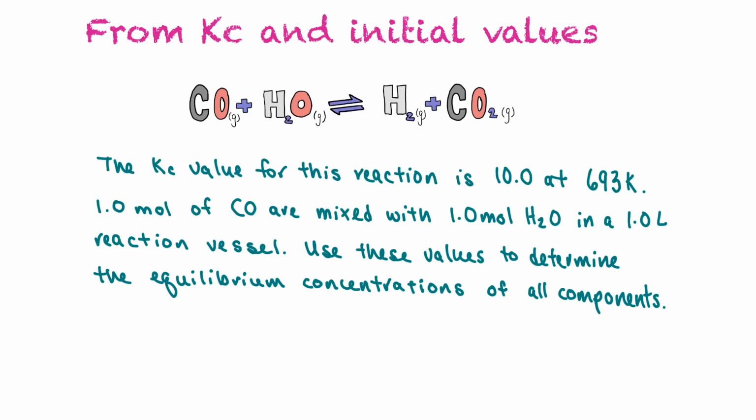So the equilibrium constant for this reaction is 10 at 693 Kelvin. 1 mole of carbon monoxide is mixed with 1 mole of water vapor in a 1 liter reaction vessel, which is convenient. We're going to use these values to determine the equilibrium concentrations of all the components.